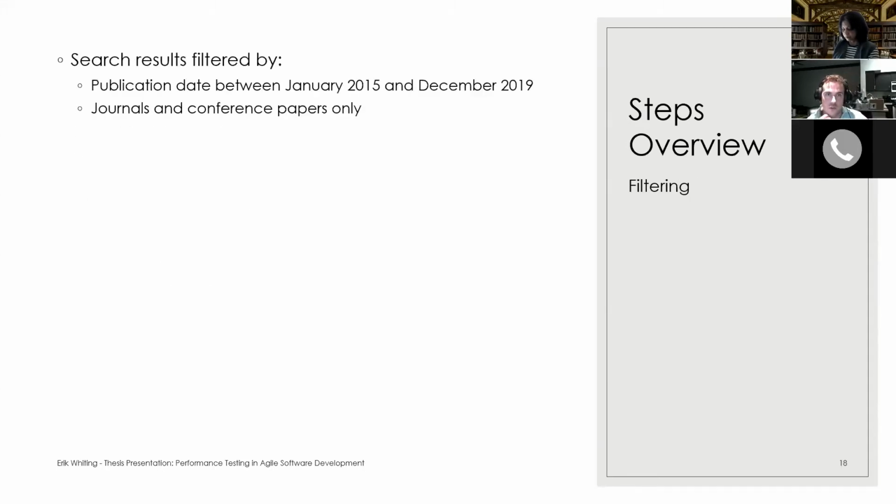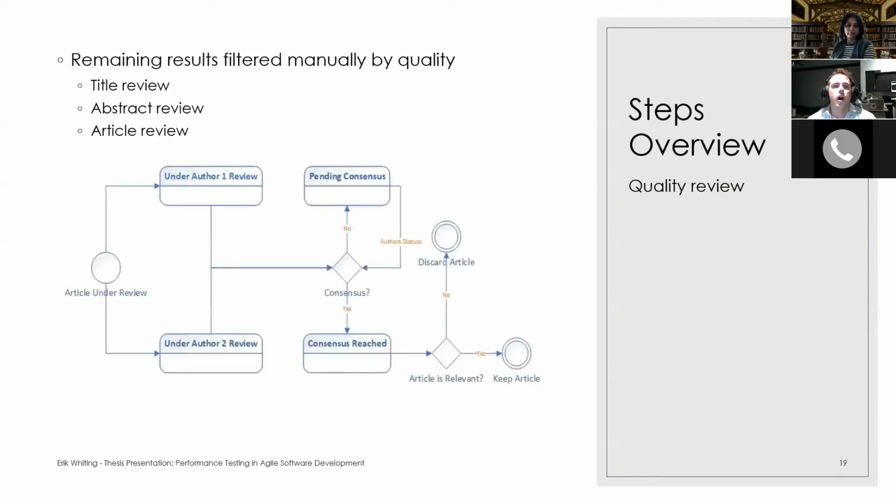After we got the results, I filtered it by that 5-year time span that I mentioned earlier, from January 2015 to December 2019. And then I filtered it again to only get journals and conference papers. So the IEEE and ACM databases sometimes return magazine articles. And even though it's an ACM magazine, it's not as authoritative as a journal or a conference paper. So I just ditched all of those. We're only looking at journal papers and conference papers. And then from those results, we did a quality review.